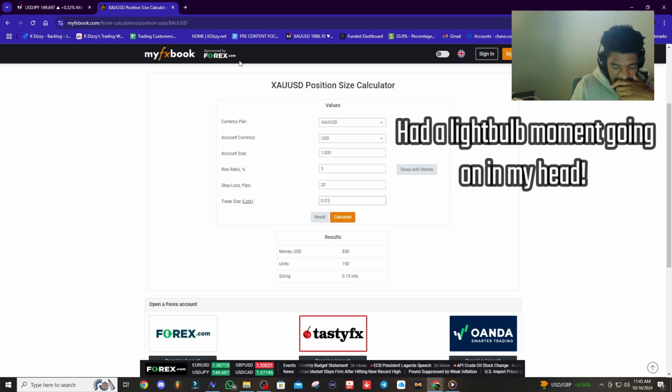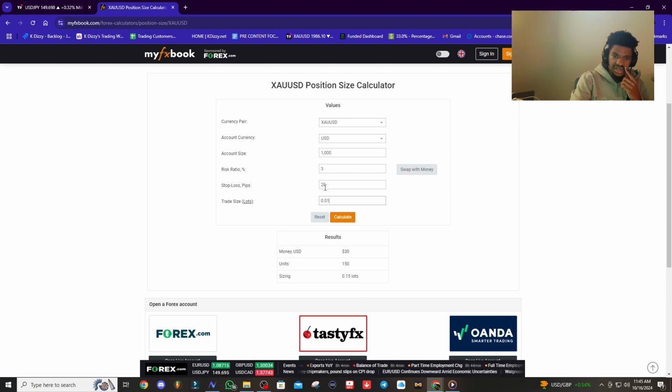15 times 20. Interesting. That is correct. That's correct right there. So that's the one that I'll be using for Forex and things like that, which is the 0.15 lot. And I was just doing some math, like 0.15 times 20, which is the stop loss.